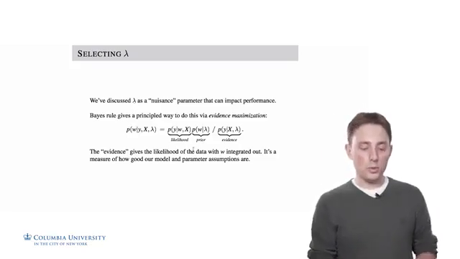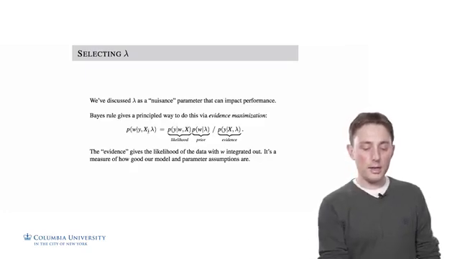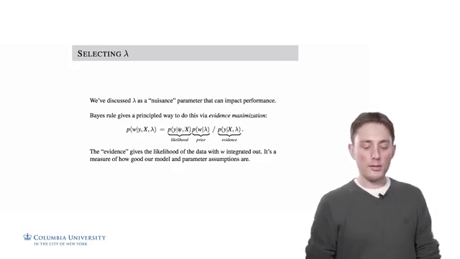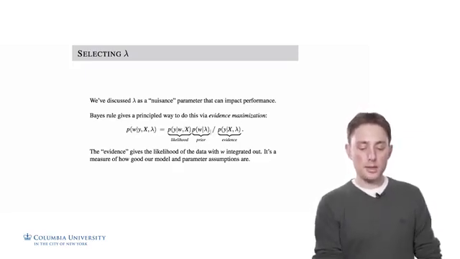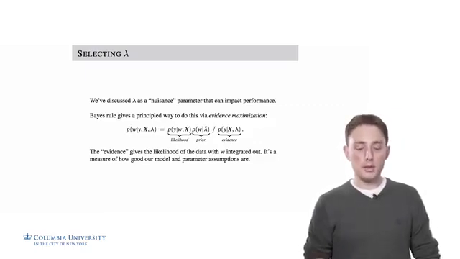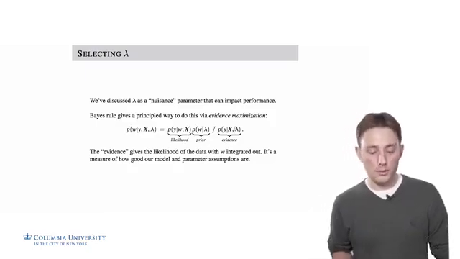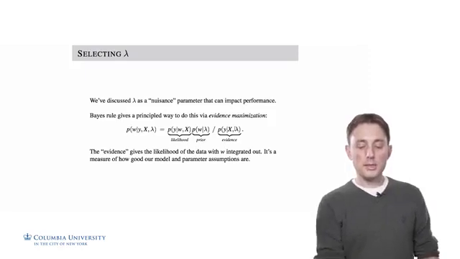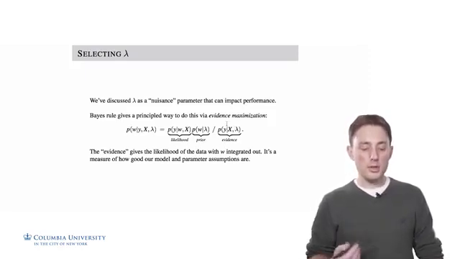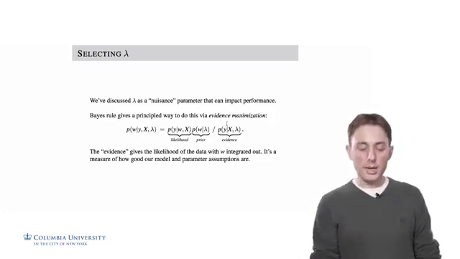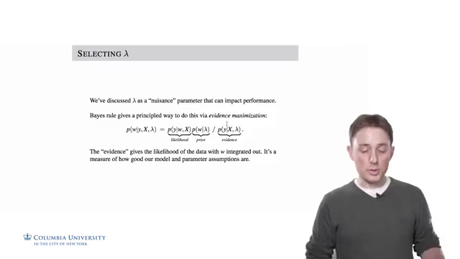So we've seen from Bayes' rule that the posterior of the vector w given the data, and now I'm going to also condition on the hyperparameter lambda, is equal to the likelihood of the data times the prior, and so there we can see that the prior is dependent on lambda, divided by the evidence, which is the distribution of the data given the covariates and given the hyperparameter lambda with w integrated out. So in a sense, this evidence gives us a measure of how good our model is and how good our hyperparameter assumptions are. So let's see how we can use the evidence to select lambda.